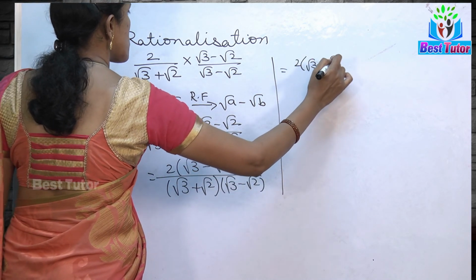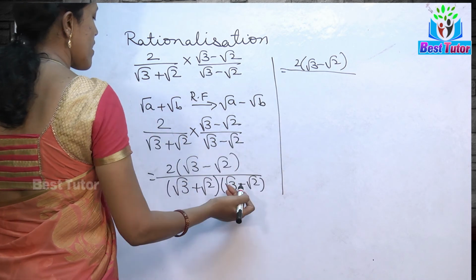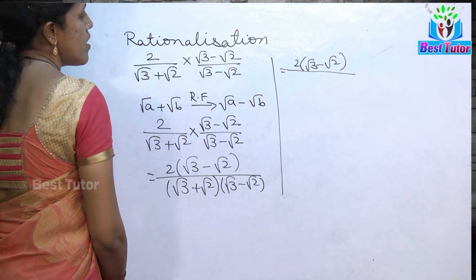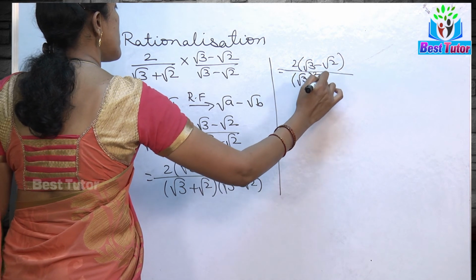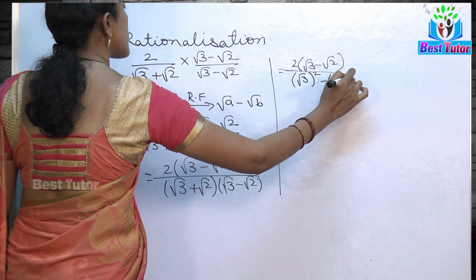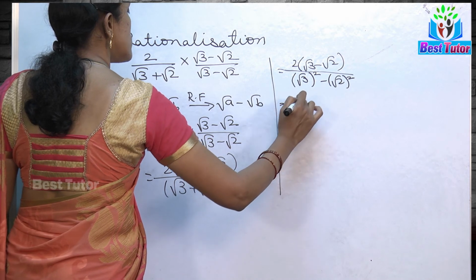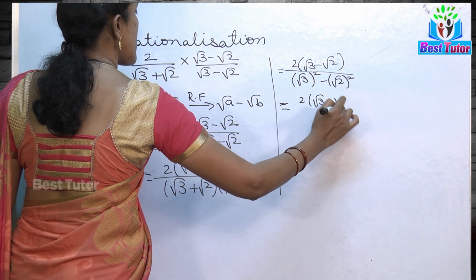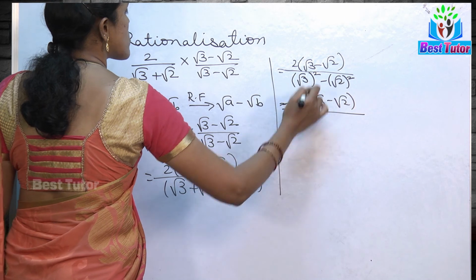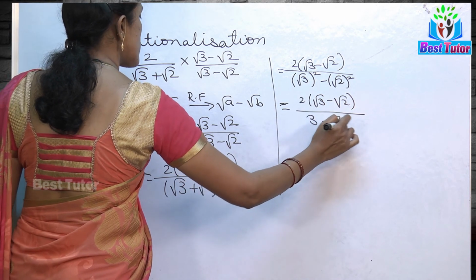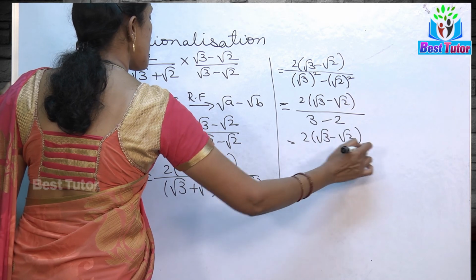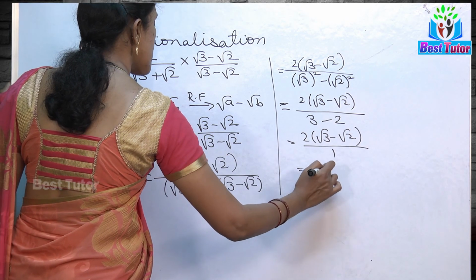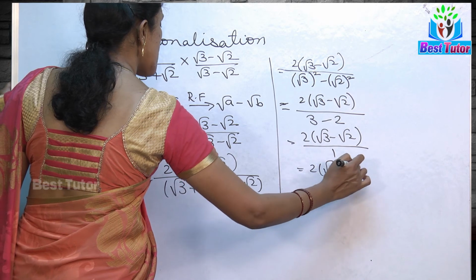This is going to give us 2 into root 3 minus root 2 by a denominator that is again in the form of a plus b into a minus b, which is going to be a square minus b square. So we'll have root 3 whole square minus root 2 whole square. Root 3 whole square is 3, root 2 whole square is 2. So we have root 3 minus root 2 into 2 by 1, simply 2 into root 3 minus root 2.